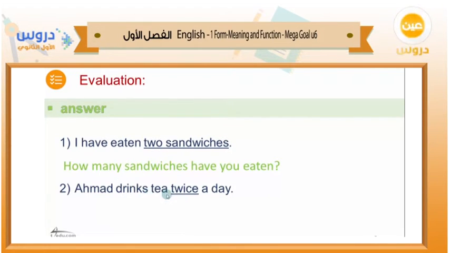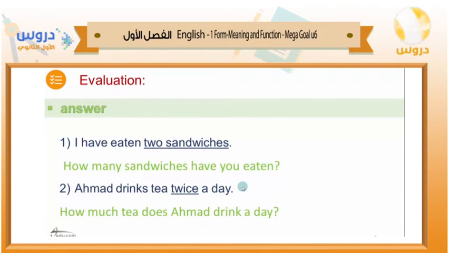And Ahmed drinks tea twice a day. So if you have twice, which is a number, so we say, how much tea does Ahmed drink a day? How much tea? Tea is uncountable and he drinks it twice a day. So how much, we use it for tea because tea is uncountable. So we use much for uncountable like tea, sugar, oil, coffee, and countable with how many because sandwiches, books, cars are countable.